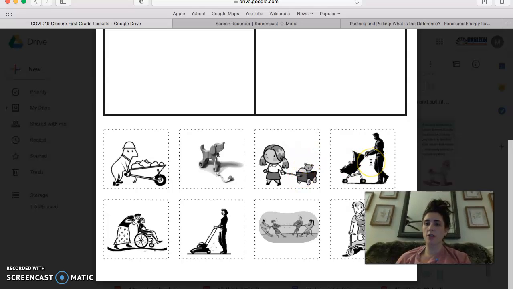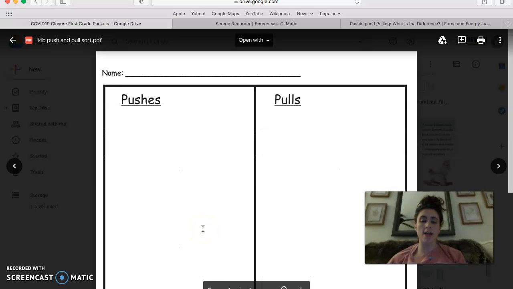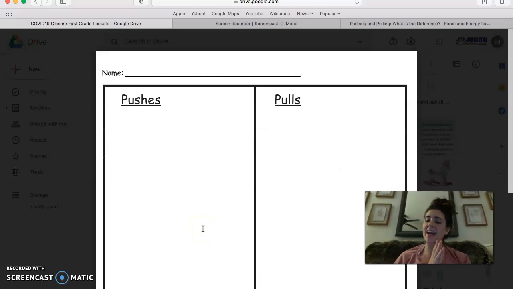What about the stroller? Is he pushing the stroller or is he pulling it? He's pushing the stroller. And then I'd like you to try and do the bottom pictures on your own. Okay? If you have any questions, let me know, and best of luck.